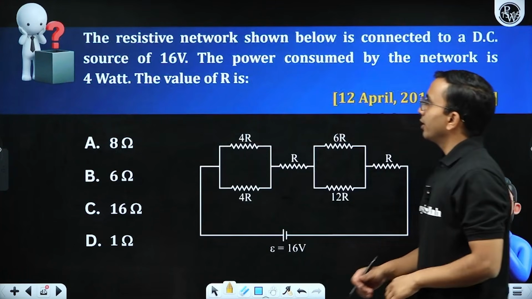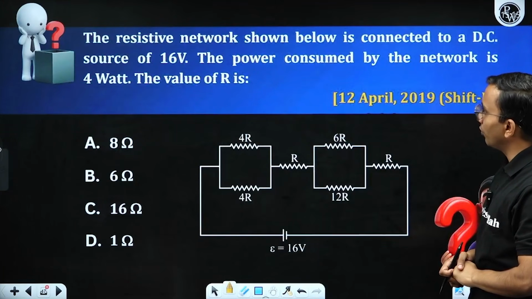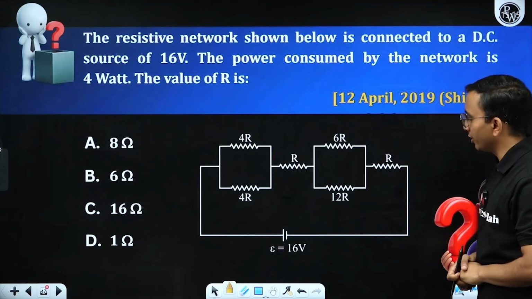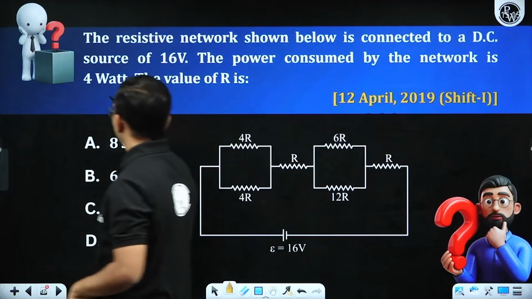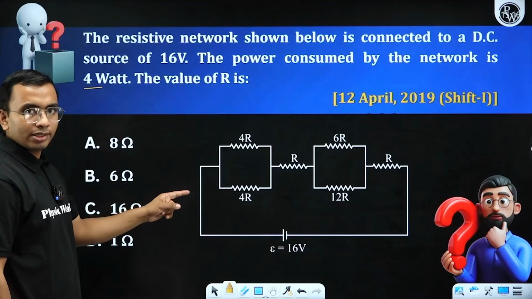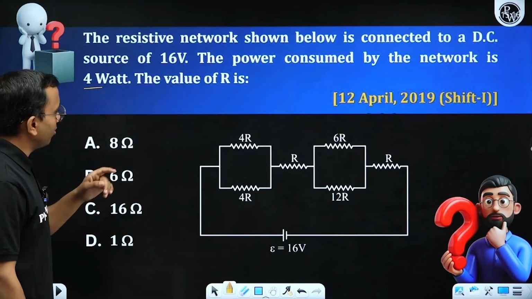Next question. The resistive network shown below is connected to a DC source of 16 volt. The power consumed by the network is 4 watt. The value of R is? So the total power consumed is given to us as 4 watt. What can I do? I can find the current, and VI is equal to 4 watt. From there I can find my R value.